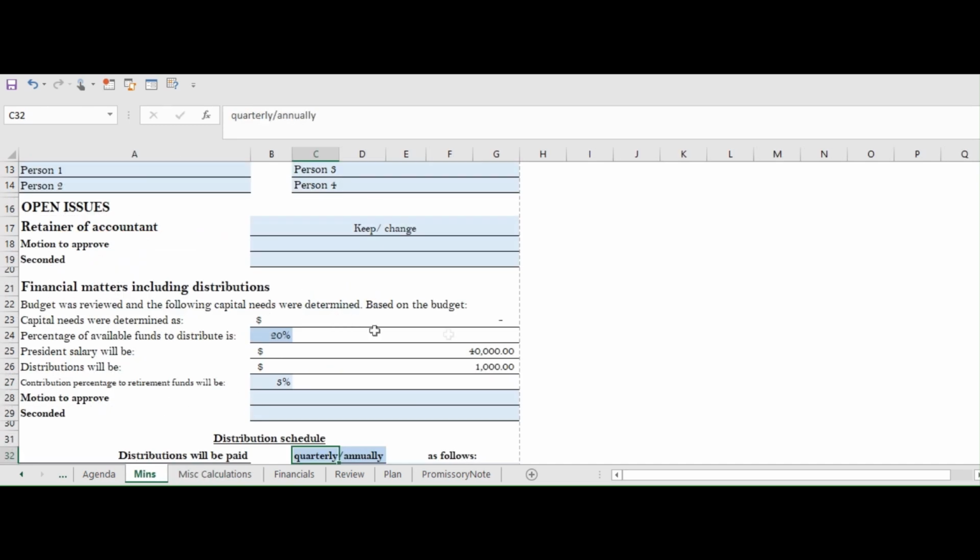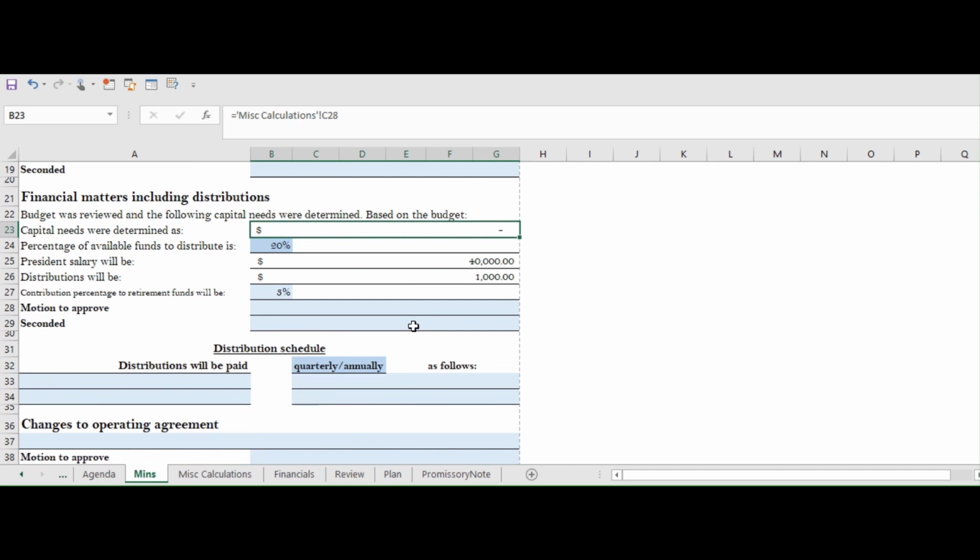So when you look at the minutes, you can see how the president's salary was determined. You can see how the distributions were determined. And at this point, we don't have any capital needs. So once you're done with that, you can go ahead and adjourn the meeting and then file the meeting minutes and everything with your corporate documents.